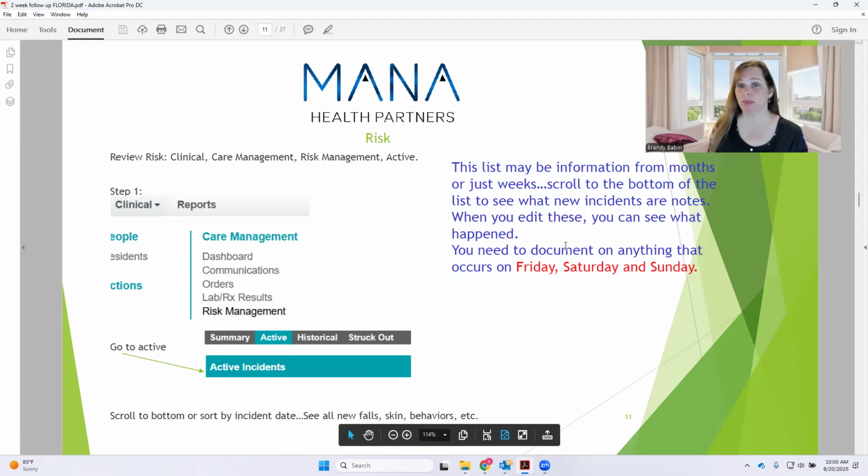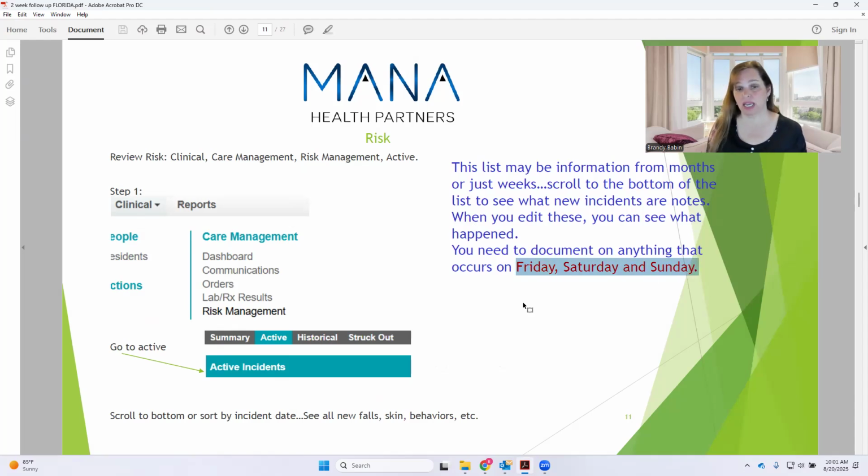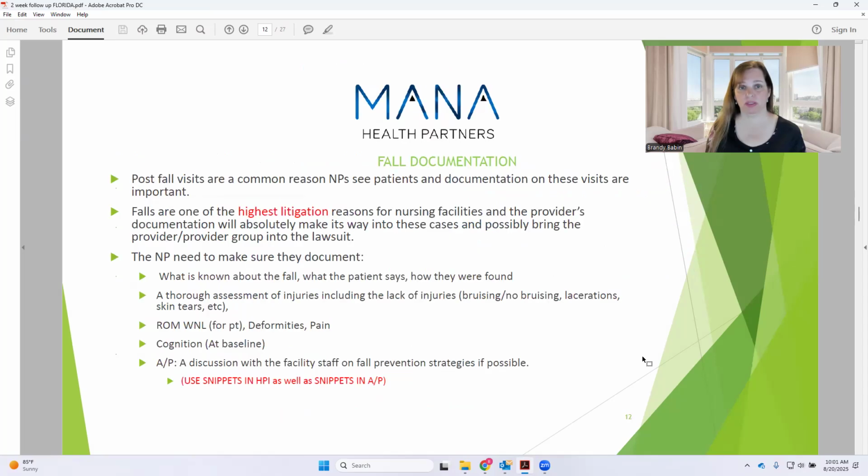So the list may be from months or just weeks. It depends on how fast the administrator locks those out. But you're going to scroll to the bottom of the list to see any new incidents that you need to address. And so make sure you go back Friday, Saturday, and Sunday. You're going to sort by date. You're going to see all the new fall skins, behaviors, etc. That's stuff that you would want to document on. So again, Monday morning you come in, make sure that you haven't missed anything from Friday, Saturday, or Sunday. Those are the least documented on, and we want to make sure that we've hit that the best.